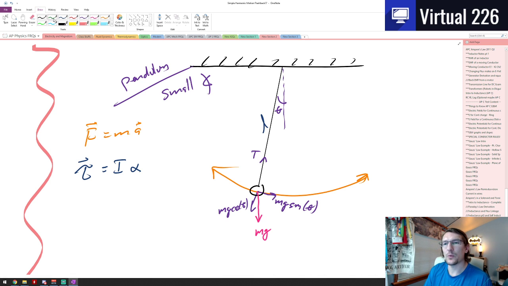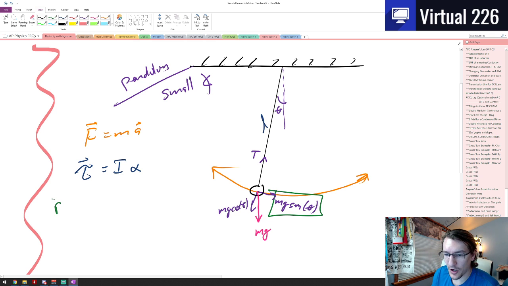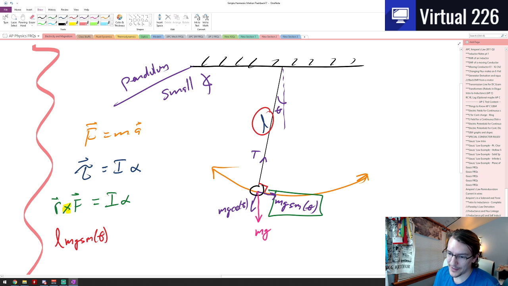Now, what's so nice about this is if we take a look at this mg sine of theta term, that's actually a torquing force acting there. And I can represent this torque as R cross F, which will equal I alpha. If you remember the cross product, there's technically a sine term there, but because we're nice and at 90 degrees for our radial position and our force, that sine term will just be 1, so who cares? So my radial position is L, and when I multiply that by force, it's going to be mg sine of theta.